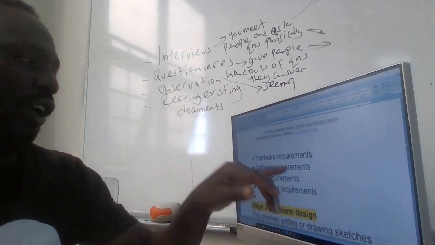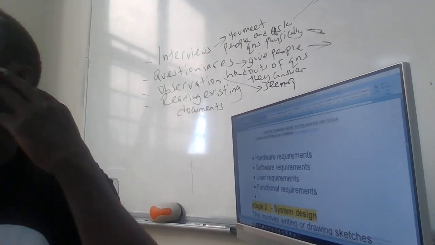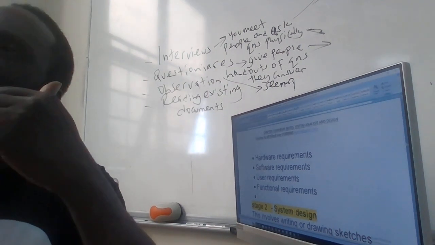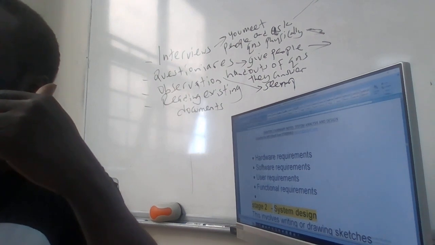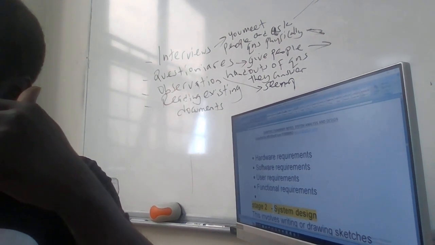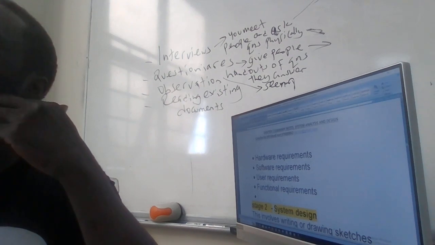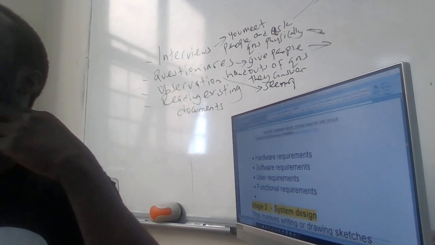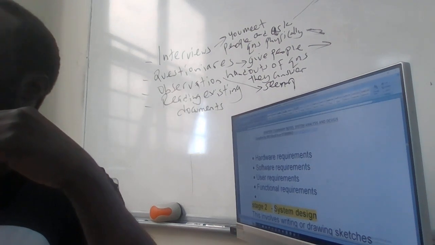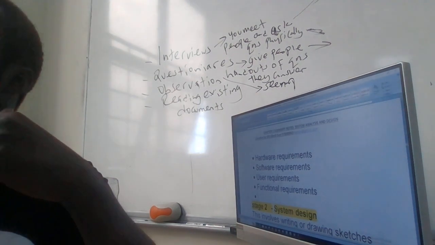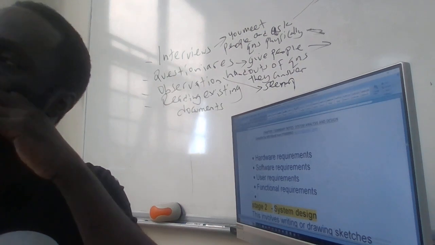Next, we have user requirements. User requirements basically mean the things that the people who are going to use the software want the software to do. Those are user requirements.